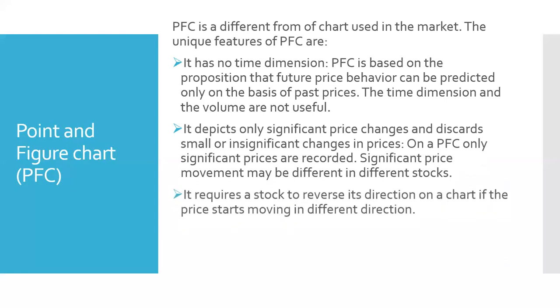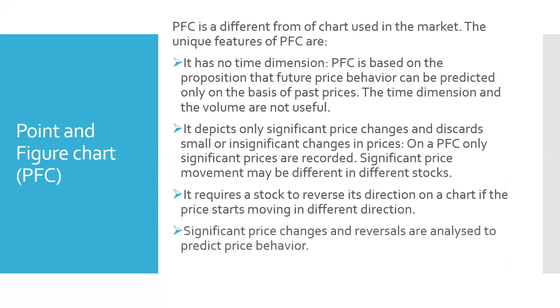Whenever there is a reversal in the direction of prices, then we move from one band to another. In PFC, increases in prices are depicted by crosses or X, and decreases in prices are depicted by O's or zeros, right? Only significant price changes and reversals are analyzed, and on that basis, you try to predict the future price.